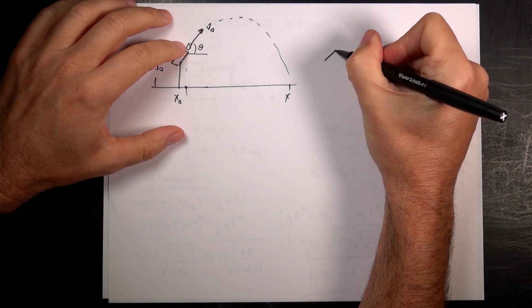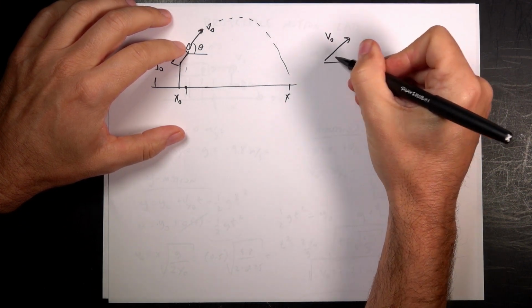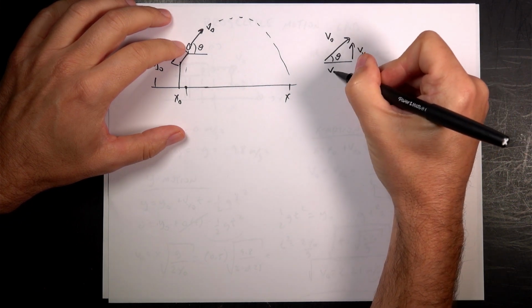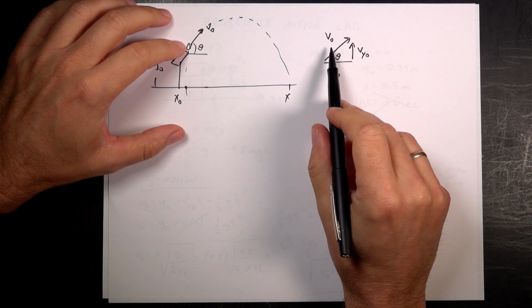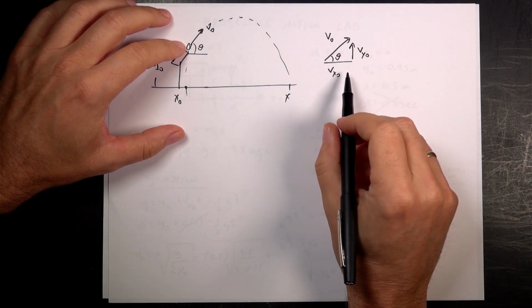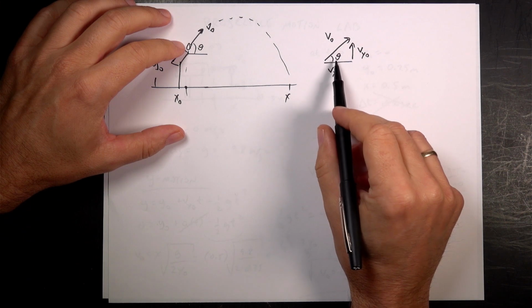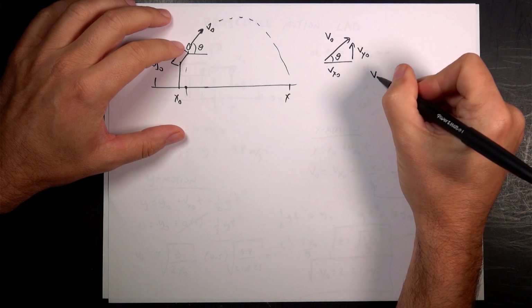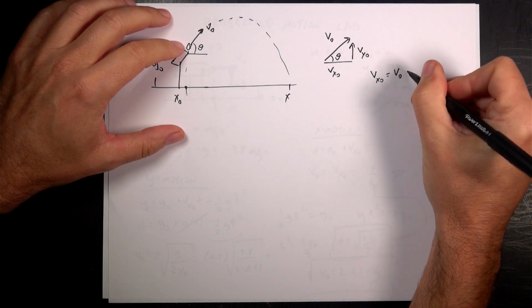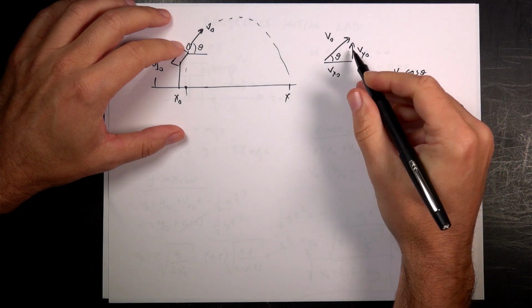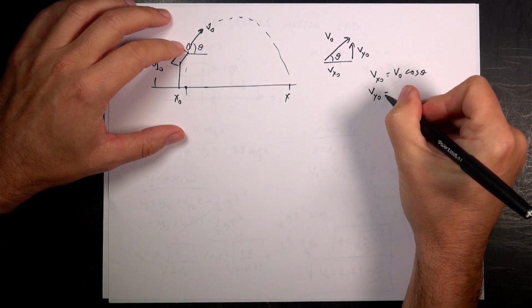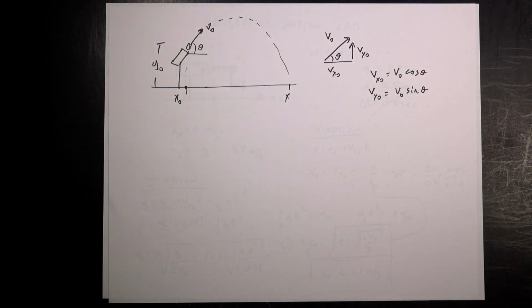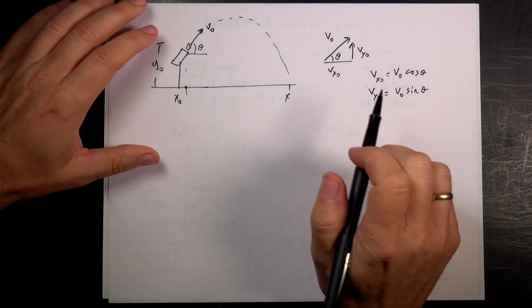If I launch this with v0 at some angle theta, then I have vy0 and vx0, right? I have to find the x and y components of that initial velocity. Using my normal trig functions, if I take the cosine of the angle, that gives me the adjacent. So vx0 is v0 times cosine theta. And I can do the same thing with the sine: vy0 is v0 sine theta. So now I have that in terms of the angle.